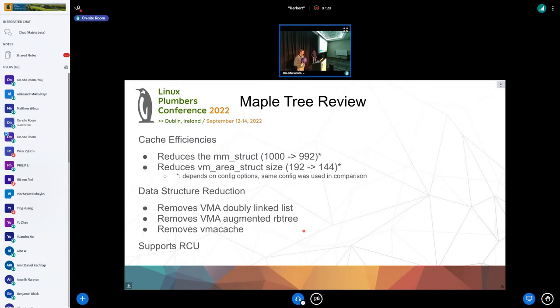The Maple Tree updates, kind of where we are right now. I added the Maple Tree mainly to try and reduce the messiness of updating the list of VMAs. So the VMA is tracked right now with three structures, and basically we're removing that to make it just the one structure. So when you want to change the list, you can just use one interface to do it all.